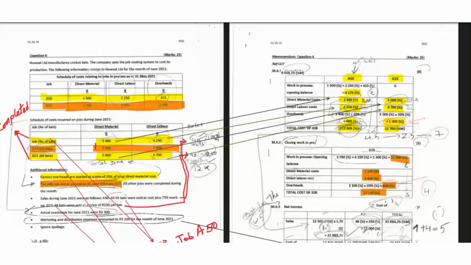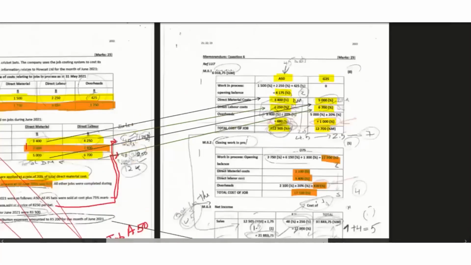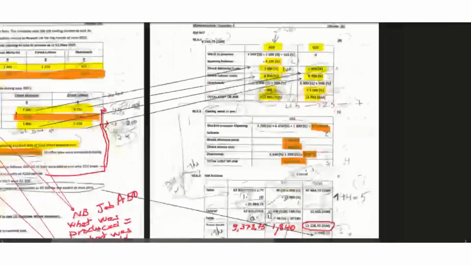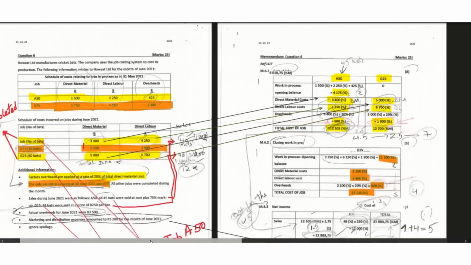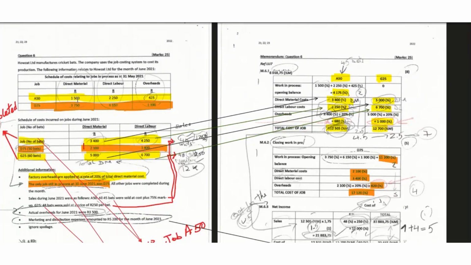Okay, so now let's move quickly to the actual answering sheet. As you can see, for 6.1, you are looking at A50 and G25. These are the two jobs, right? So work in process opening balance. Remember there was a balance. Work in process for A50, we will take the direct material, direct labor, and overhead. We're going to add them up together. That gives us an opening balance amount.